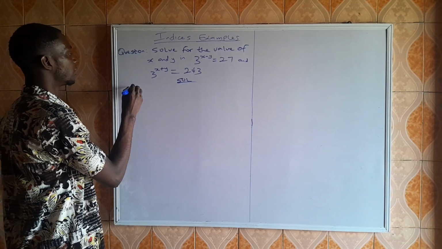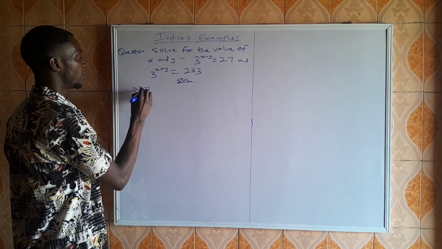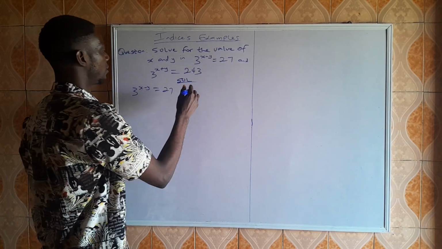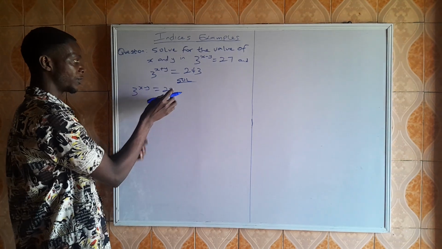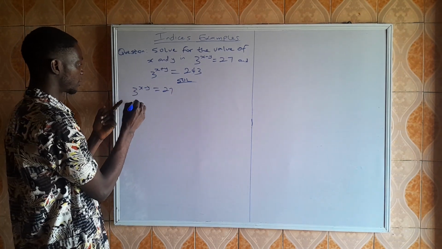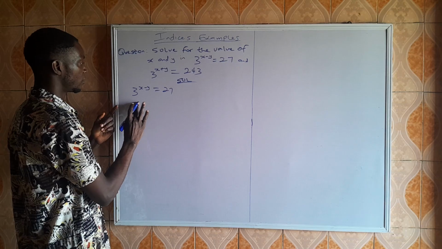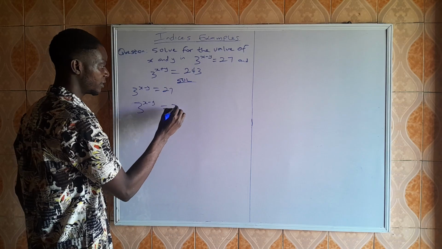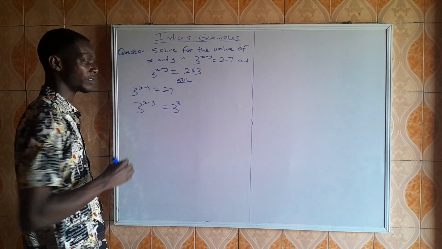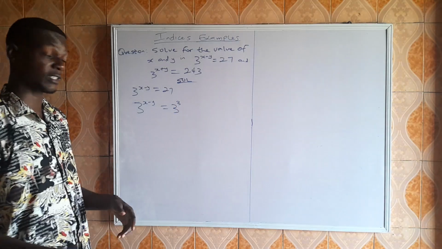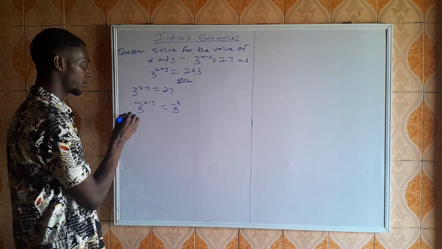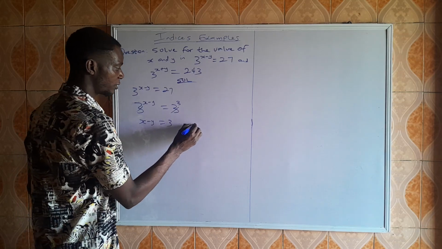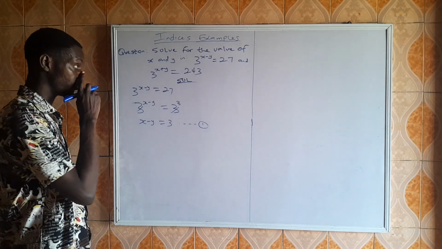So you have 3^(s minus y) equals 27. Now from the first expression, we can write 27 in terms of 3. So this becomes 3^(s minus y) equals 3 raised to power of 3. Now 3 raised to power of 3 is equal to 27. So from here, the 3 can cancel 3. So you have s minus y equals 3. You can call this equation 1, the first equation.